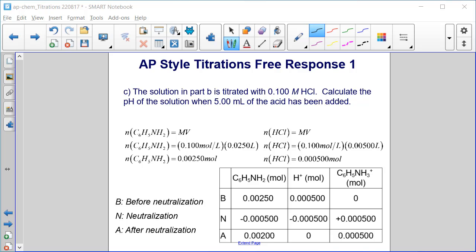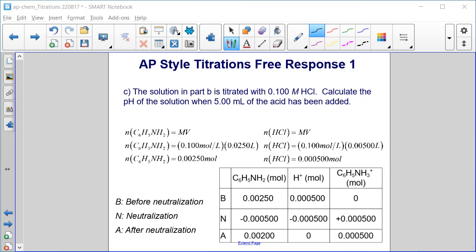All right, here's where things get fun. So the solution in part B, that initial concentration of 0.1 molar aniline, is titrated with 0.1 molar hydrochloric acid, strong acid. Calculate the pH of the solution when 5 milliliters of the acid has been added. So, before anything happens, I have this chart before neutralization, when neutralization occurs, and after neutralization. So before neutralization, how many moles of the aniline do I have?